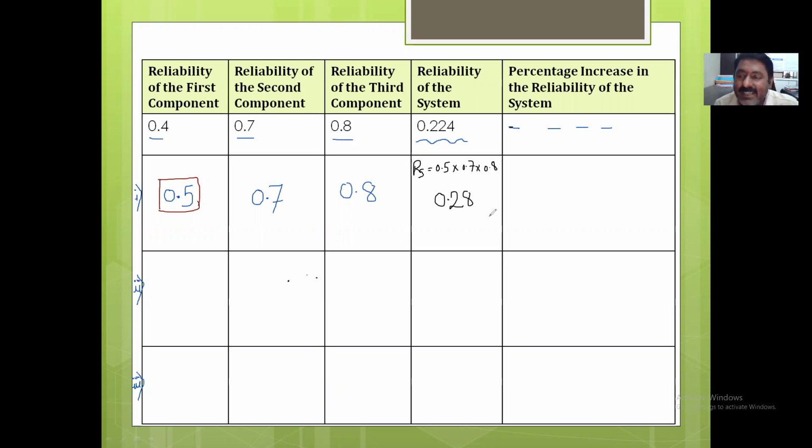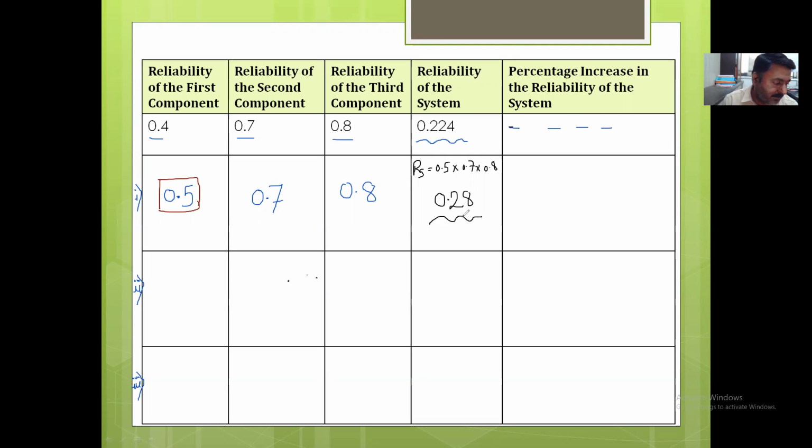Now, percentage increase of the reliability of the system. See friends, now I want to answer that. Previously it was 0.224. Now it is 0.228. How much percent is it increased? So how will you calculate the percentage?